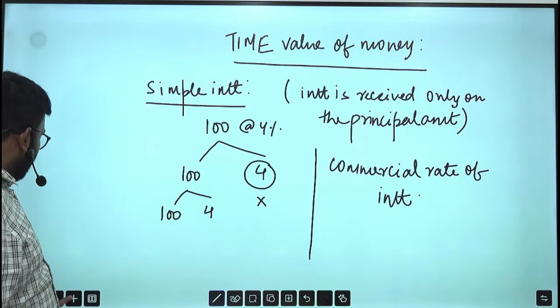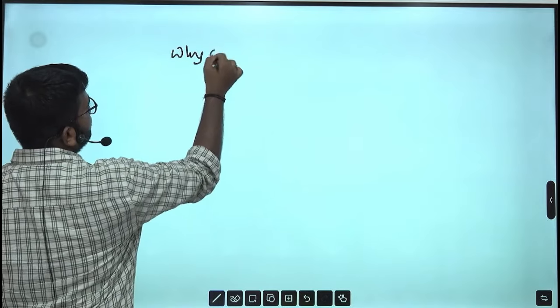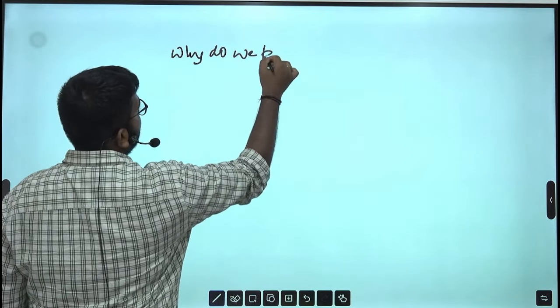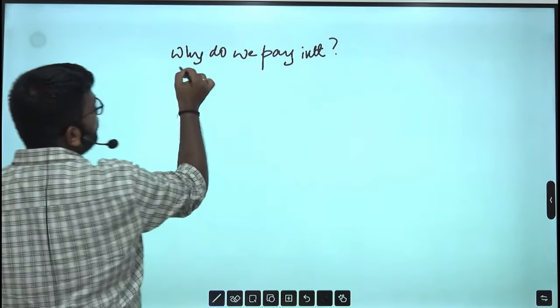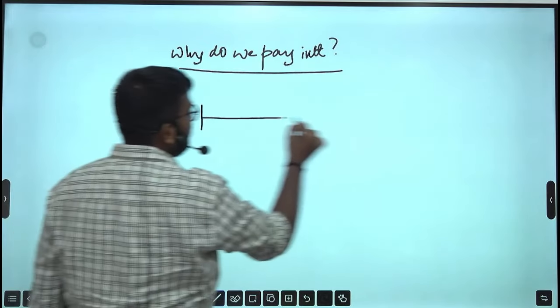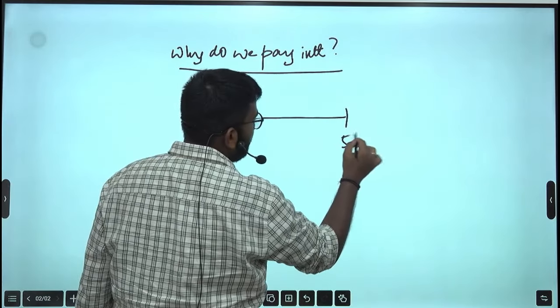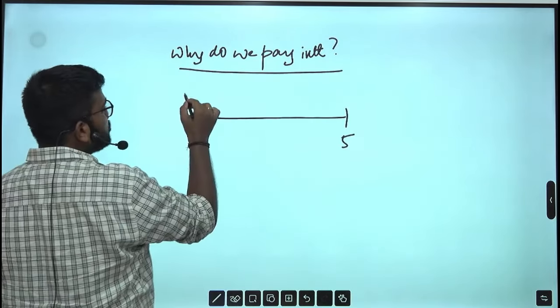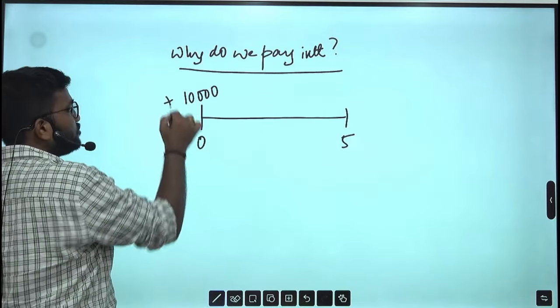Have you all copied? Now, why do we pay interest? See, we always have lack of money. This is a timeline. So I'm using the money for 5 years maybe. So I have borrowed 10,000 here from the bank. Okay, so it's a cash inflow for me.